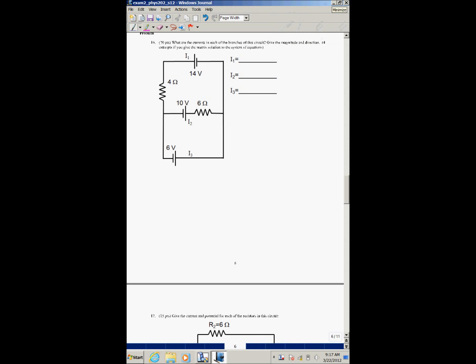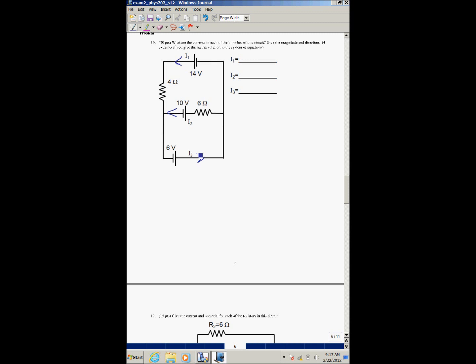Okay, so what are the currents in each of the branches of the circuit? First you want to just choose directions for the currents. Now I've labeled them, but I still need to choose directions. I'm going to choose I1 to go in that direction. I'll choose I2 to go in that direction, and I3 to go in that direction. It doesn't matter the direction that you choose. I just chose that sort of randomly.